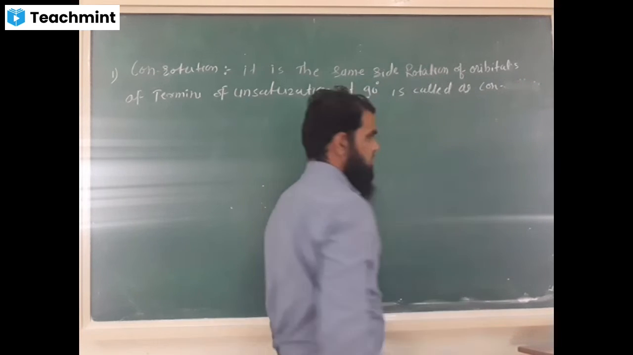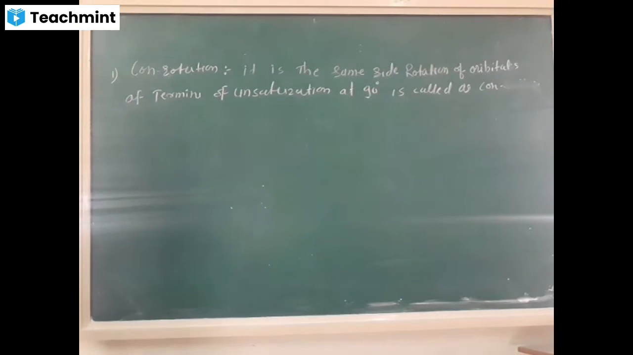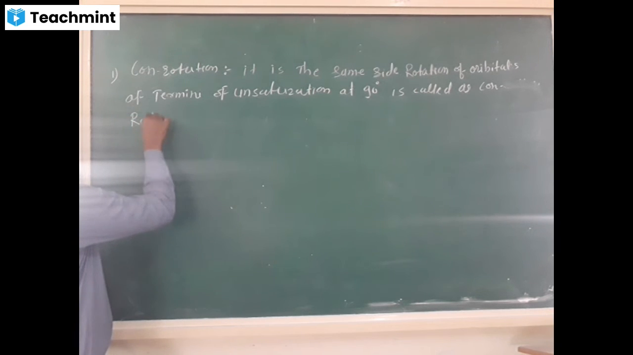You don't need to take tension about this. What is conrotation? You can understand very easily after some time. Okay, just remember the definition. The definition is: the same side rotation of orbitals of the termini, or lobes of the terminal orbital of unsaturation, at 90 degrees is called conrotation.